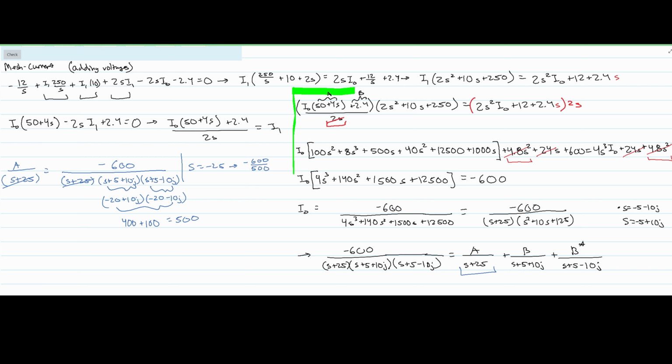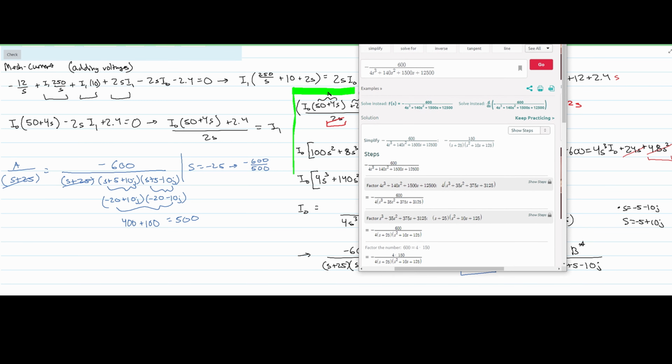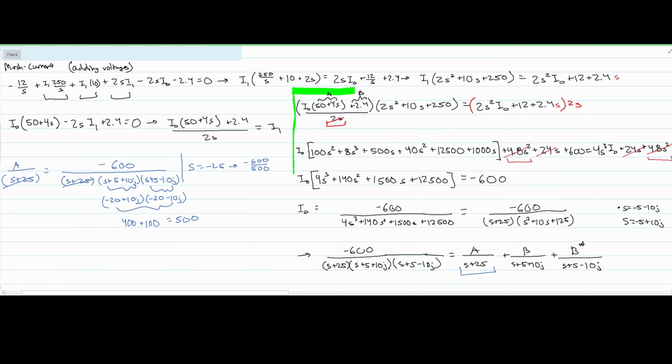However, I have made a mistake, and this mistake is from me not looking at the calculator correctly. We see that we actually have a 150 up top here, not a 600. So it was a 600, but it was simplified, and now it is 150. So I need to correct that. That means that this should be 150, this should be 150, and then this should be 150. Also, this should be 150.